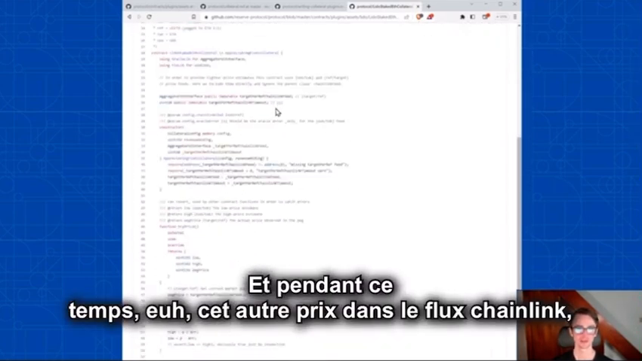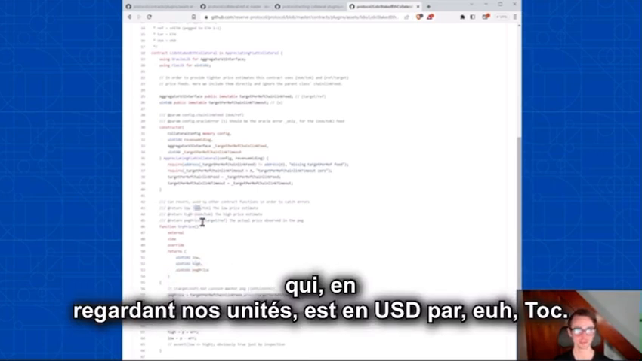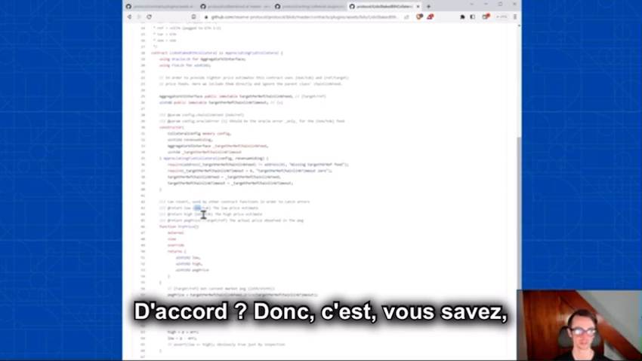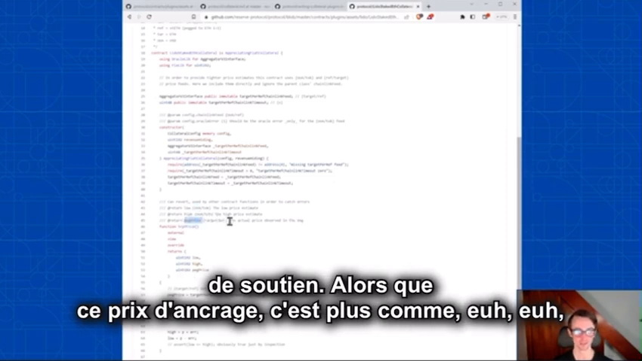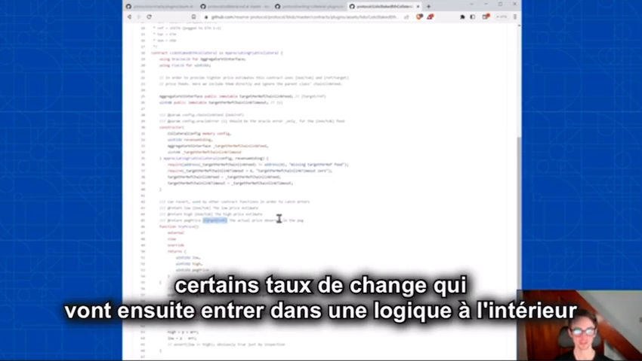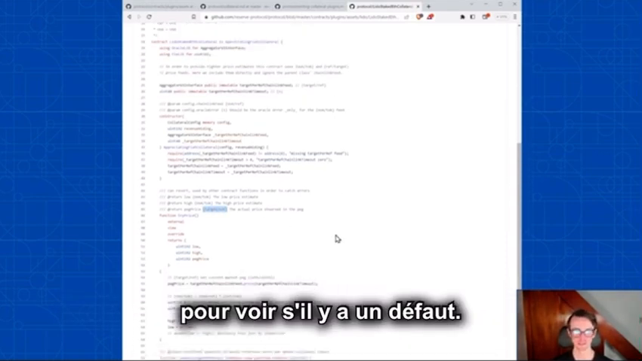And meanwhile, this other price in the Chainlink feed, the USD per stETH, is what's going to be used to provide this low and high price, which, looking at our units, is USD per TOK, right? So this is the price of this token that's actually being held by the backing manager. Whereas this peg price is more like some exchange rate that's then going to go into some logic inside the refresh of a parent class, and it's going to check for default.